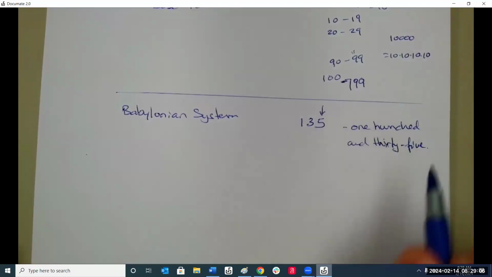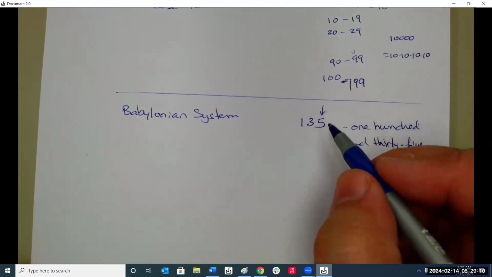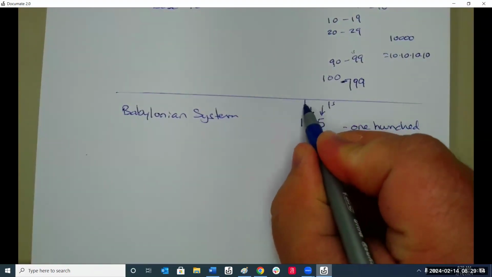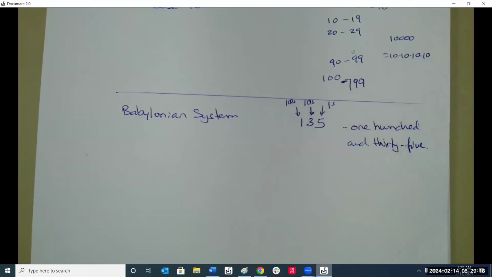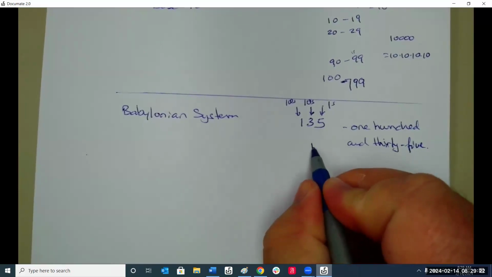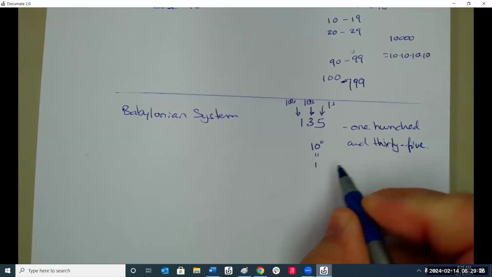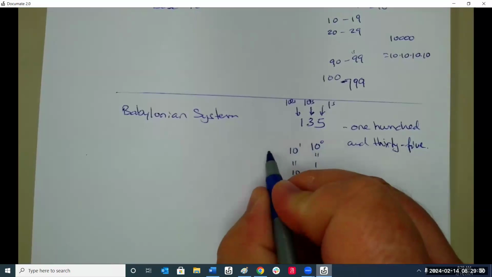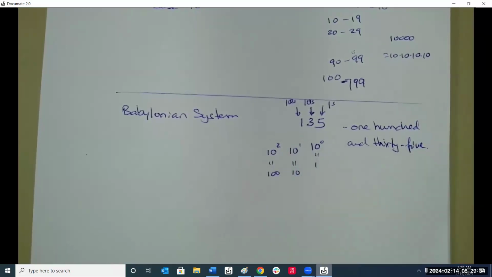What number is this? It's the what number column? The ones. What number is this? What number is this? Well, it's base 10. So it's 10 to the 0 equals 1. 10 to the first equals 10. 10 to the second equals 100.